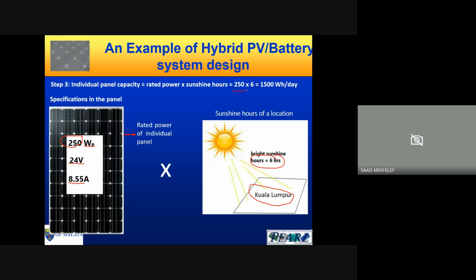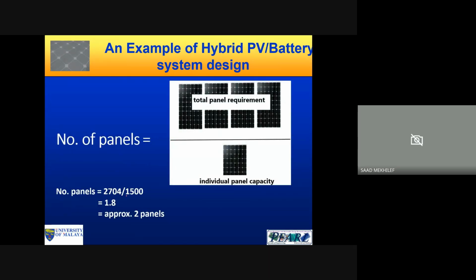So if you have 250 watt panels, how much power is produced per day? It's 1,500 watt hours per day. If you want to know the number of panels that we need, the total is 2,700, which is the load plus the losses. Remember, 2,700 divided by 1,500, which is the watt hours produced by one panel, gives 1.8. So it's approximately 2 panels.